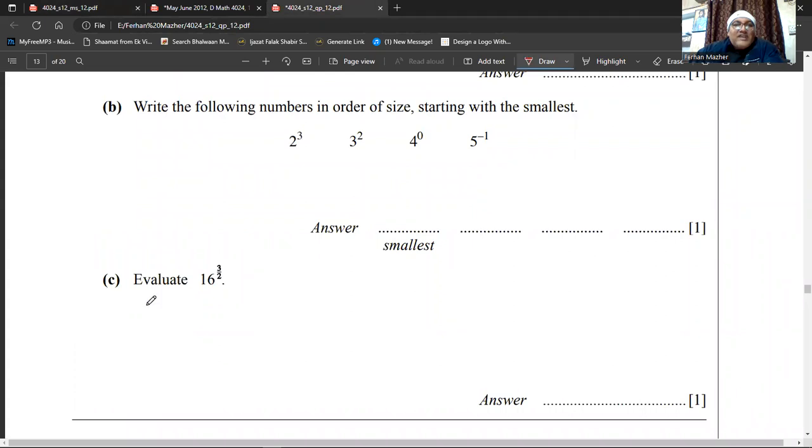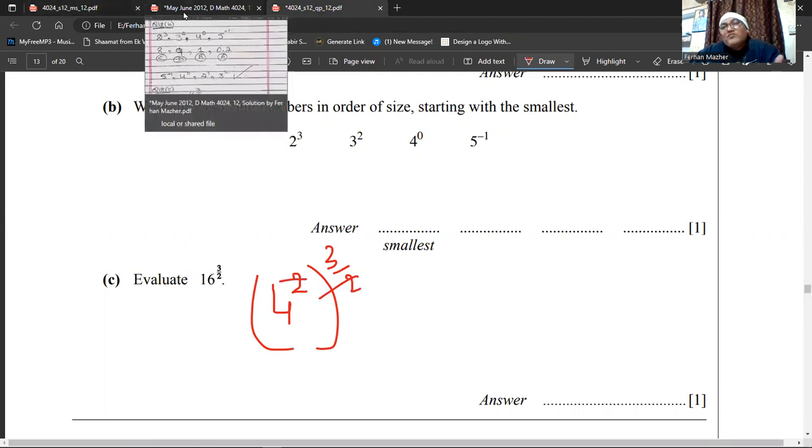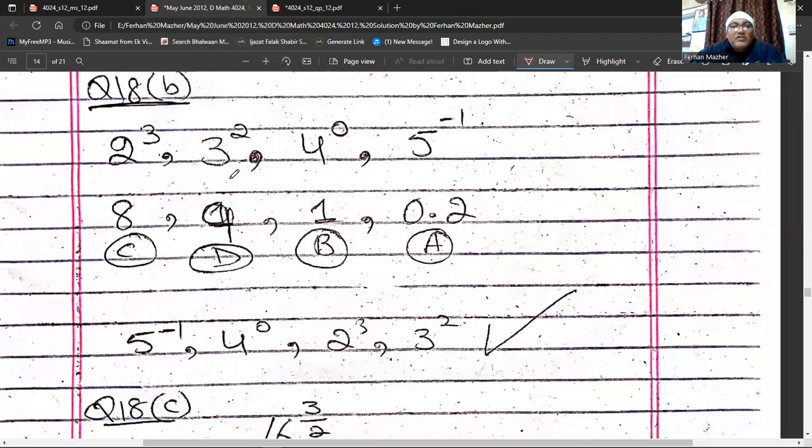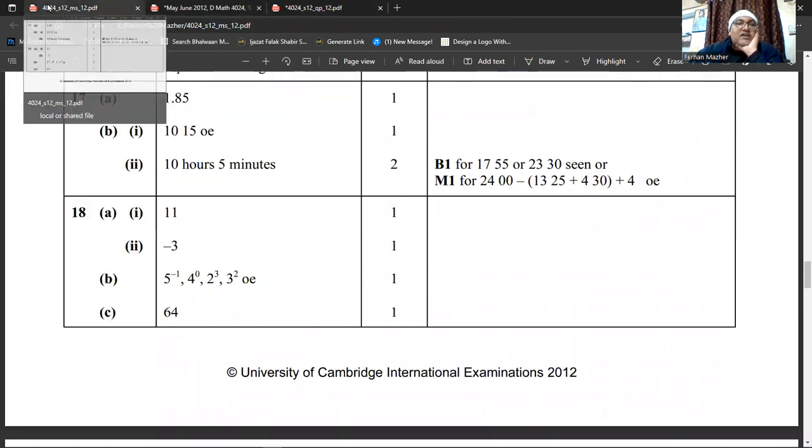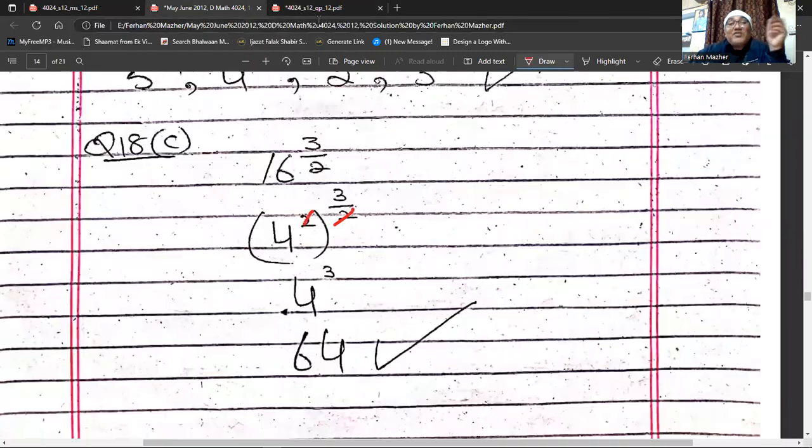Okay, the next question: evaluate 16 raised to power 3 by 2. You know 16. What is 16? 16 is basically 2 to the power 4, and this whole thing is raised to power 3 by 2. So 16 is 4 squared, and this 2 and this 2 will cancel. So you will have 4 raised to power 3, which will be 4 into 4 into 4. That will be 64. Question number 18, C part, that's 64. So our answer is right.